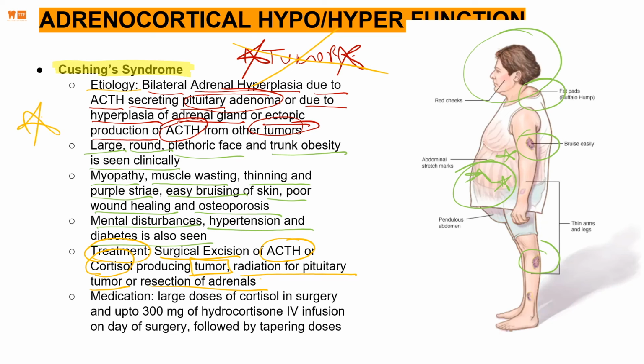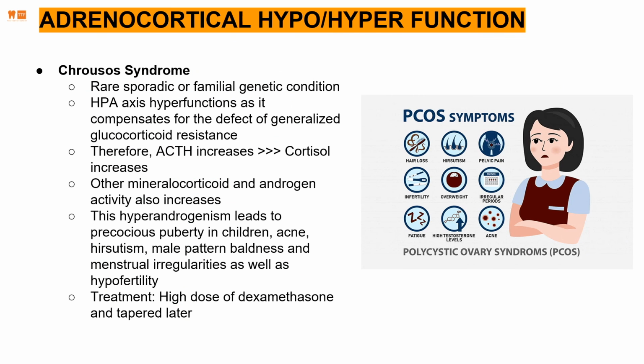And that's severe, guys. It's very, very severe. Medications: a large dose of cortisol during the surgery, up to 300 milligrams of hydrocortisone IV infusion on the day of surgery can be given, followed by a discontinuation protocol, tapering doses.